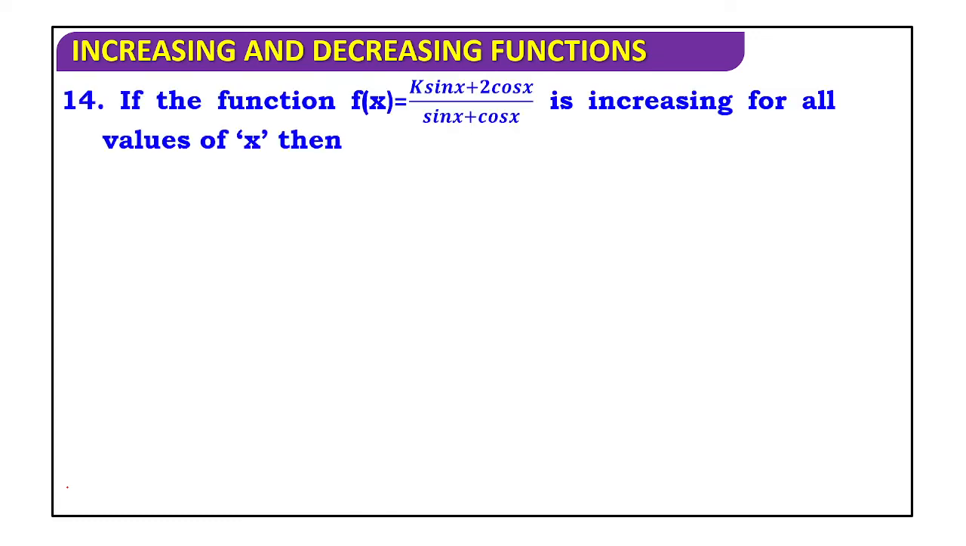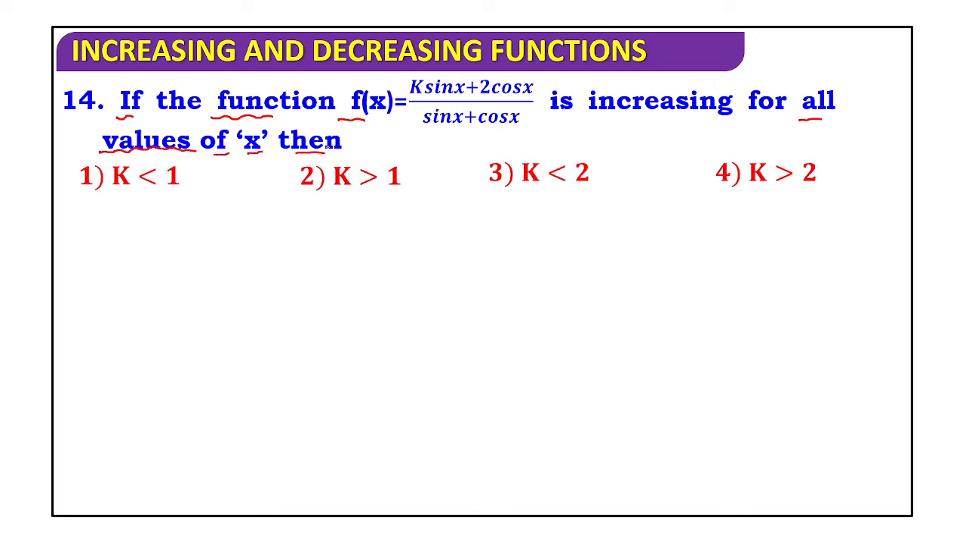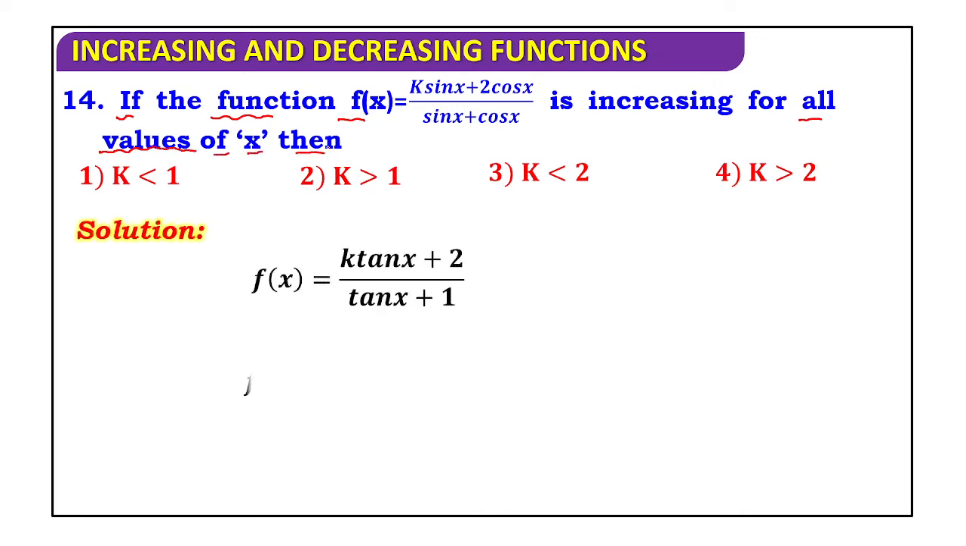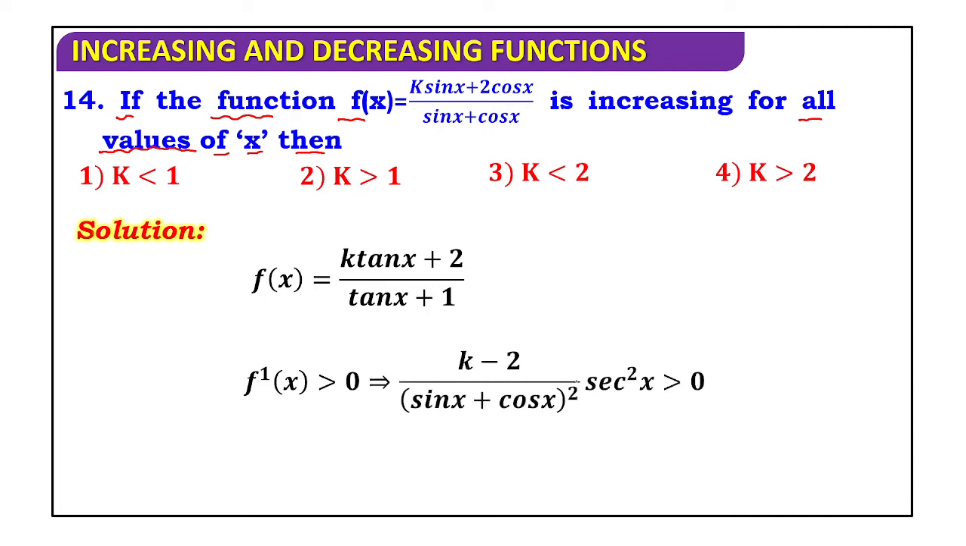So now we can go for problem number 14. As you all know, you have to differentiate it and check whether it is greater than 0. For whatever value of k it is greater than 0, the function is going to be increasing. See, if the function f of x is increasing for all values of x, then we just differentiate it and we get (k sin x + 2 cos x) divided by (sin x + cos x).